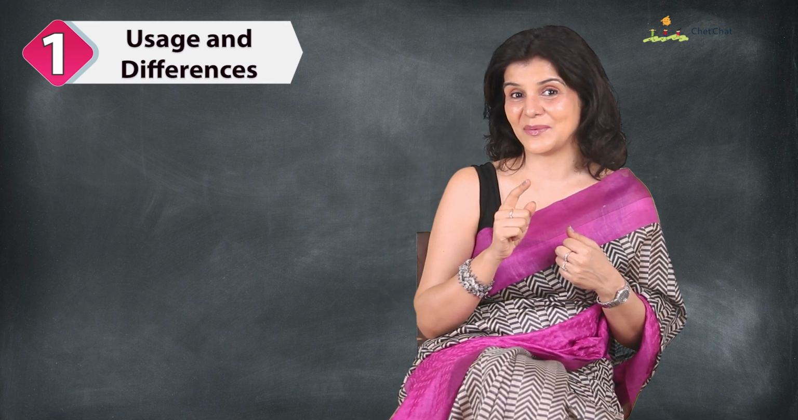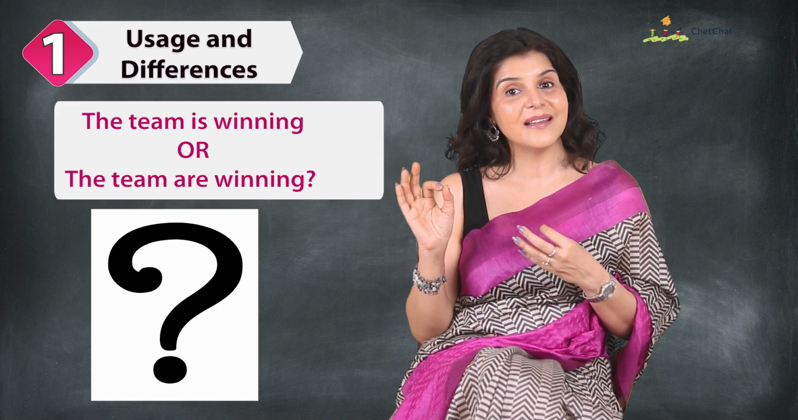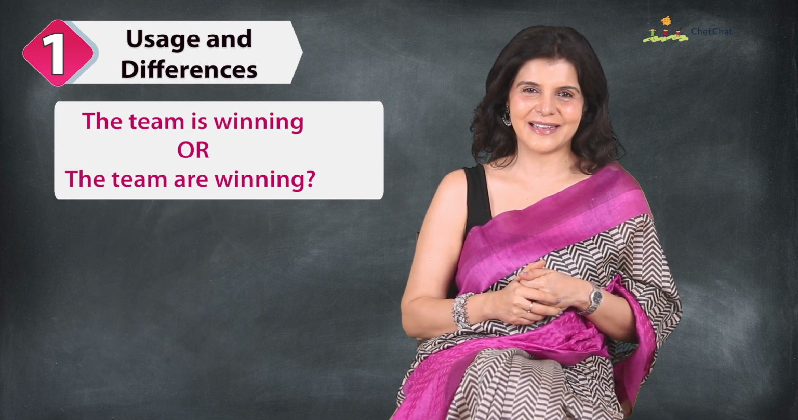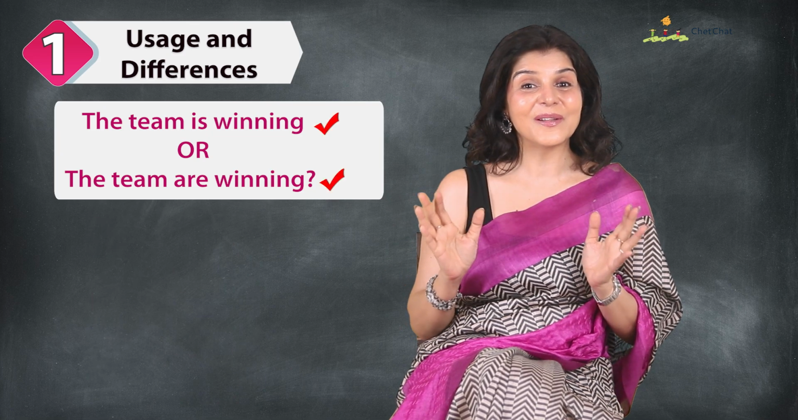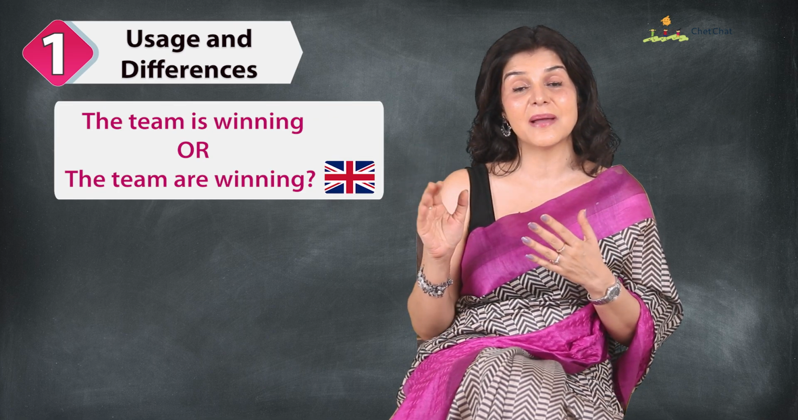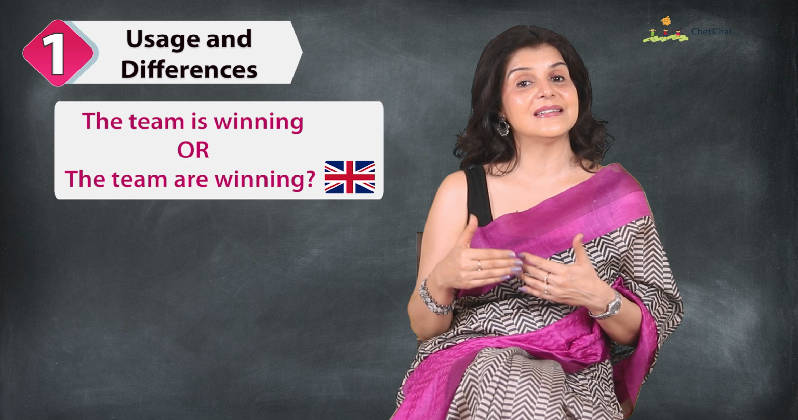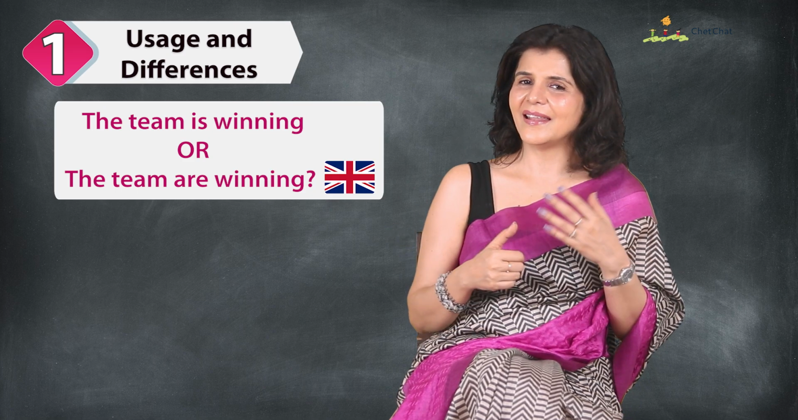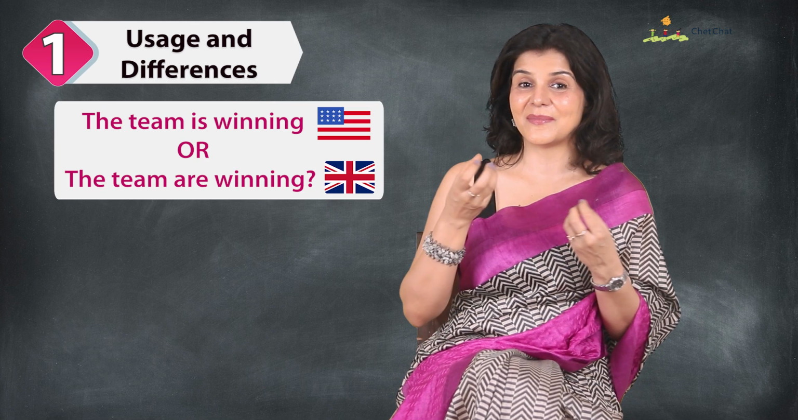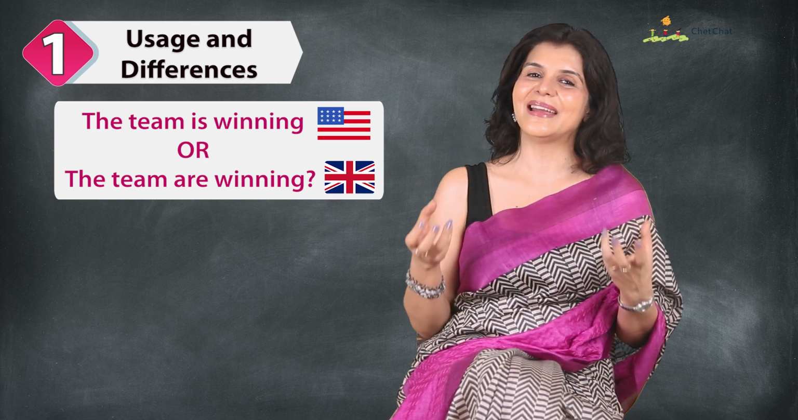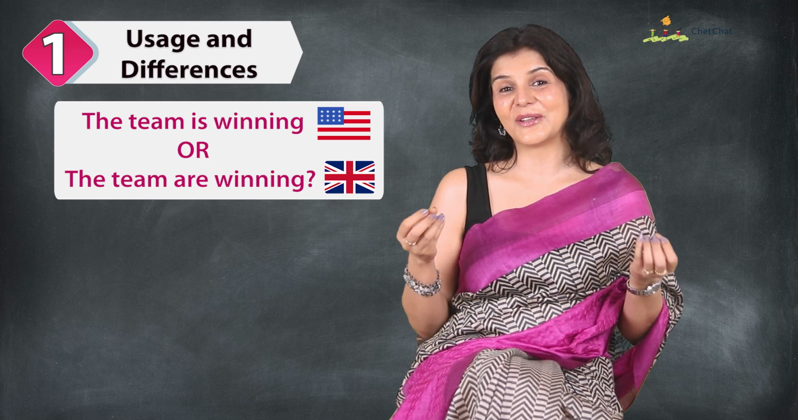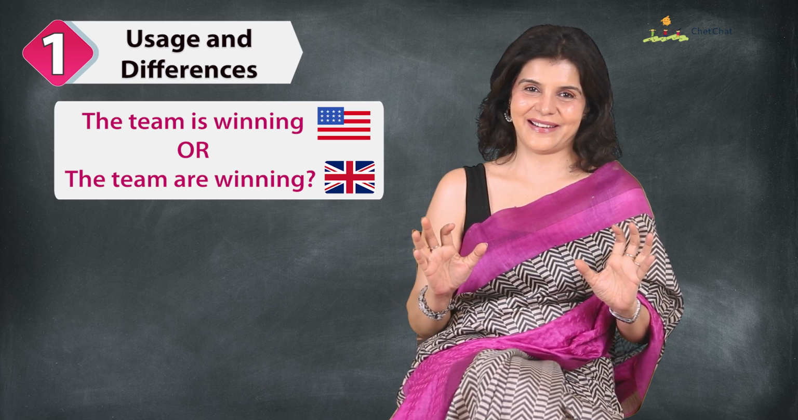Now here's a tricky one. The team is winning or the team are winning? Which one of the two is correct? Tell me quickly. Both are correct. The British treat the collective noun team as plural. So they say the team are winning. And the Americans treat a collective noun as singular. So the Americans would say the team is winning. So now you can choose which side of the pond you want to be, but both are correct.